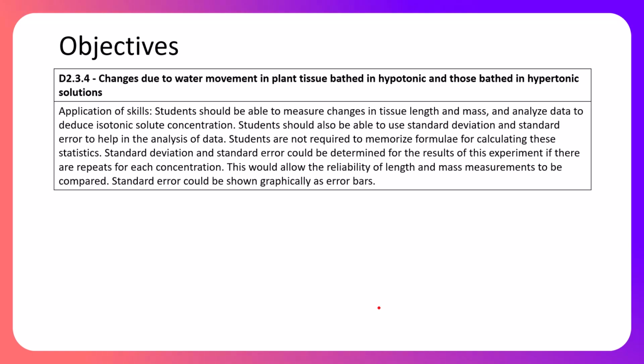We're going to finish the video off specifically talking about D2.3.4, which is changes due to water movement in plant tissues bathed in hypotonic and those bathed in hypertonic solutions. And this is going to manifest itself in a lab situation within class, but there is a particular application of a particular skill, and you should be able to measure the changes in tissue length and mass and analyze data to deduce isotonic solute concentrations.